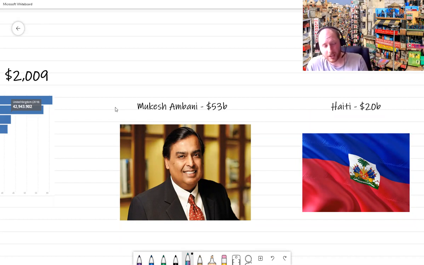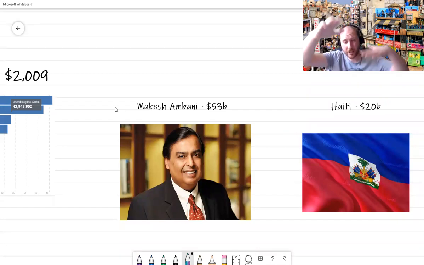He could buy Haiti twice and still have room for, I don't know, Mozambique, roughly. Yeah, two Haitis and a Mozambique. He could do that. So yeah, not everyone in India is poor. Some people are incredibly rich. So this means that there's a big disparity.